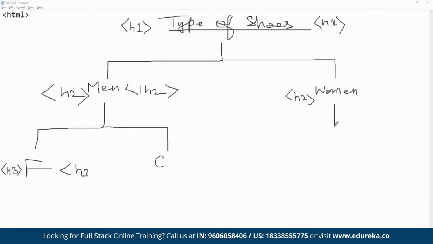Same way, if we define again, we have categorized women into two different categories here. Suppose we also have formal and casual here, or we may have some different categories. So we can again define the H3 element for that, because they all are the same level. Again, if we segregate them further, then we can make use of the H4 elements and so on. So basically, this is going to be used for defining the hierarchy of the content based on their levels.